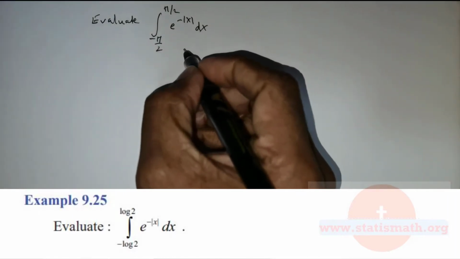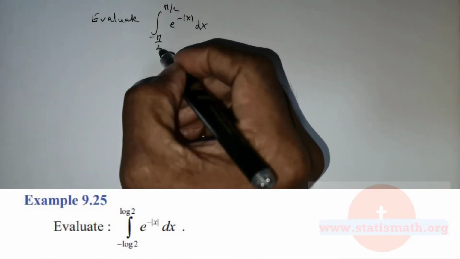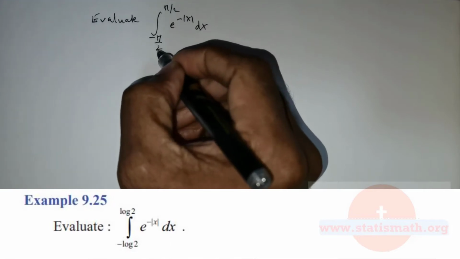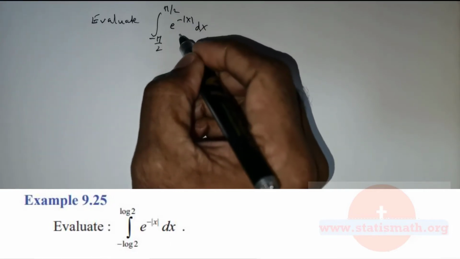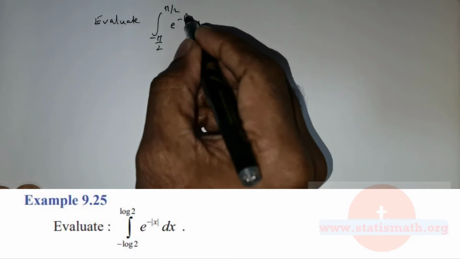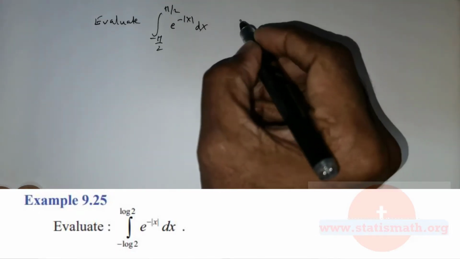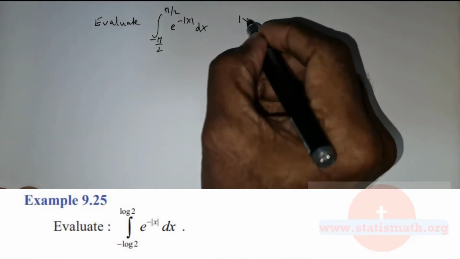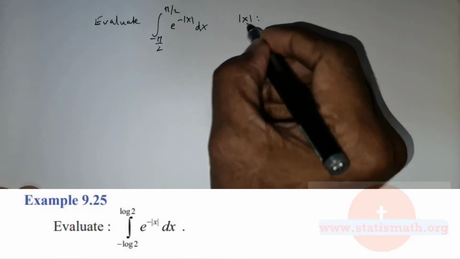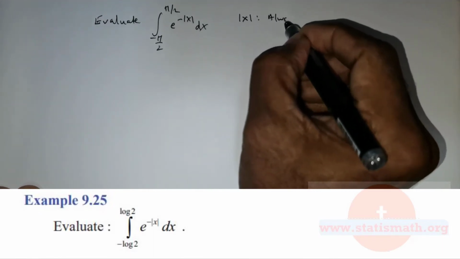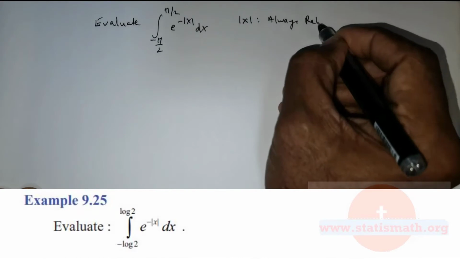Welcome students. Today we will be learning how to integrate the integral from negative pi over 2 to pi over 2 of e raised to the power negative modulus of x times dx. Now you have to know that mod of x always returns a positive value.